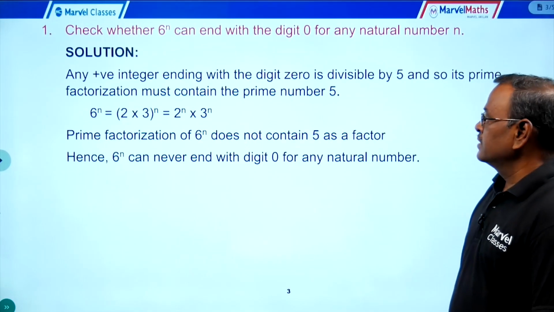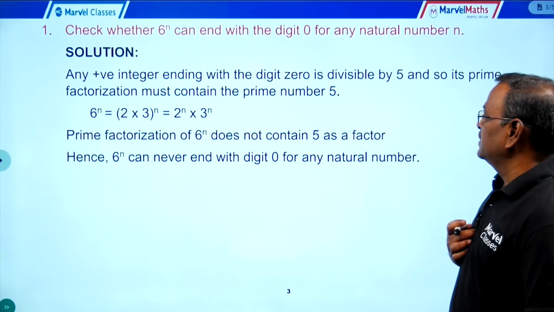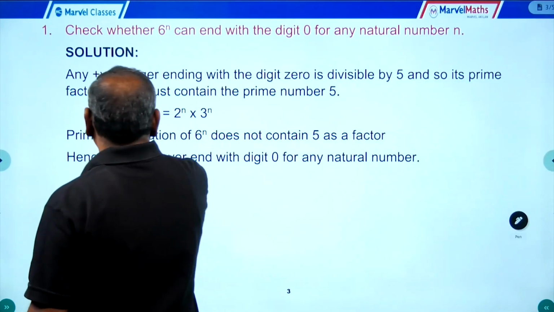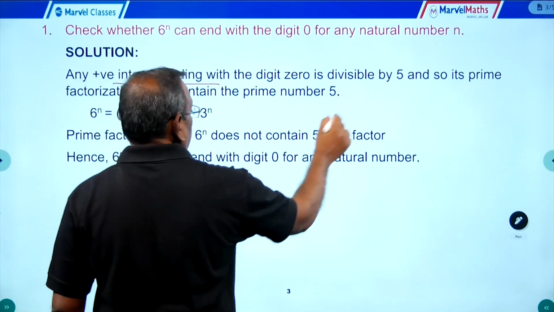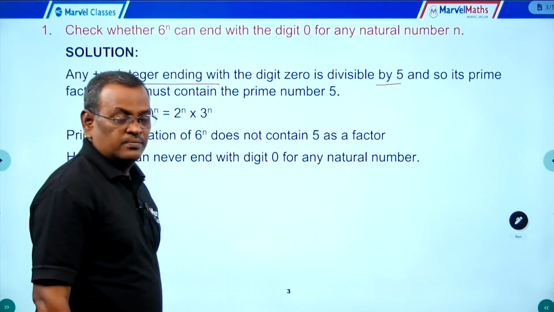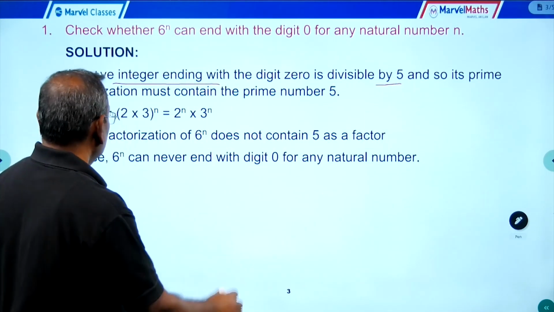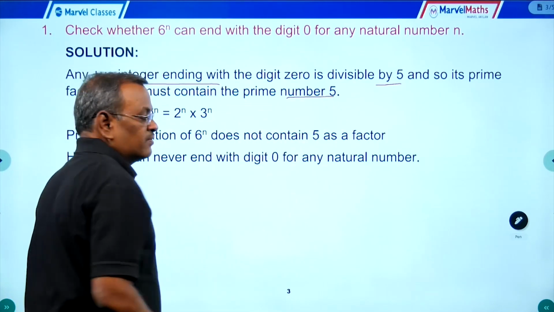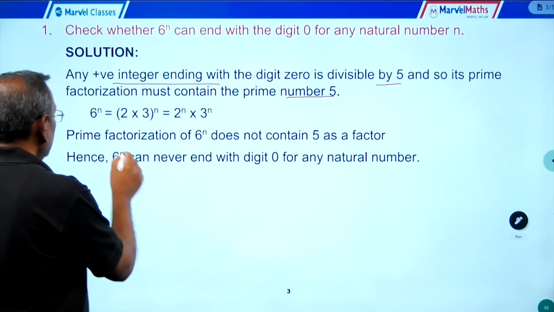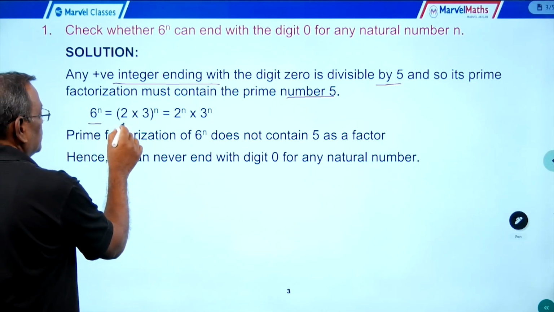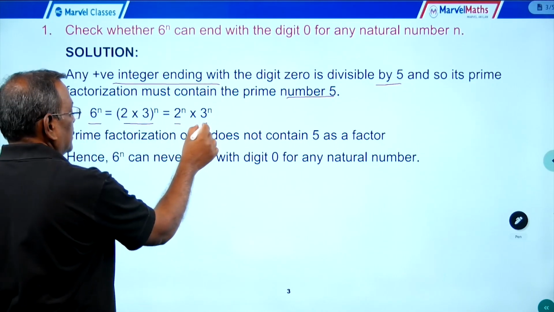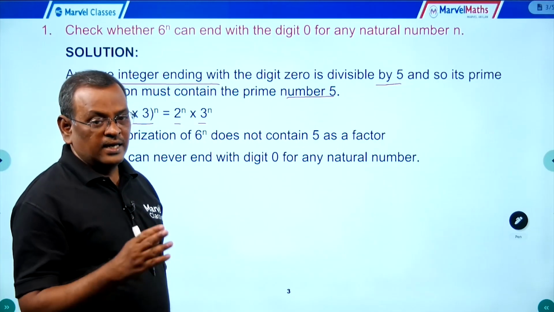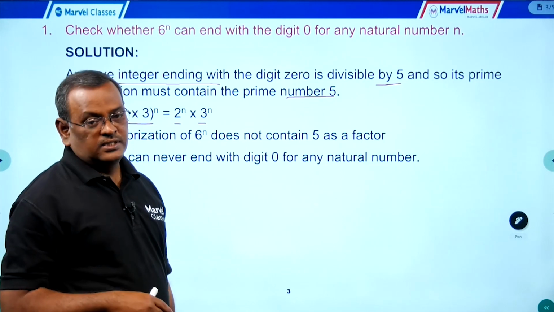First question, check whether 6 power n can end with digit 0 for any natural number. Any positive integer ending with digit 0 is always divisible by 5, and so its prime factorization must contain 5. But here 6 power n equals 2 power n into 3 power n, and in this factorization there is no 5, and hence it cannot end with digit 0.